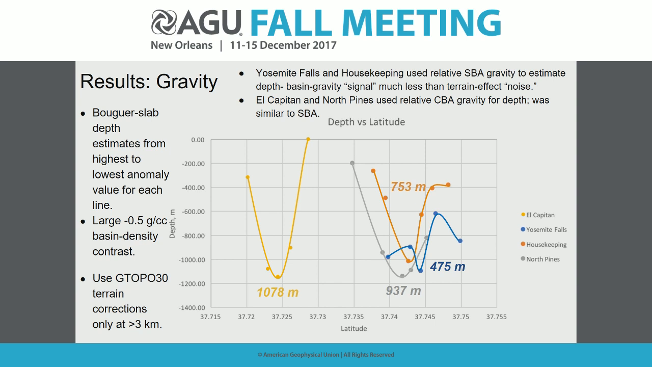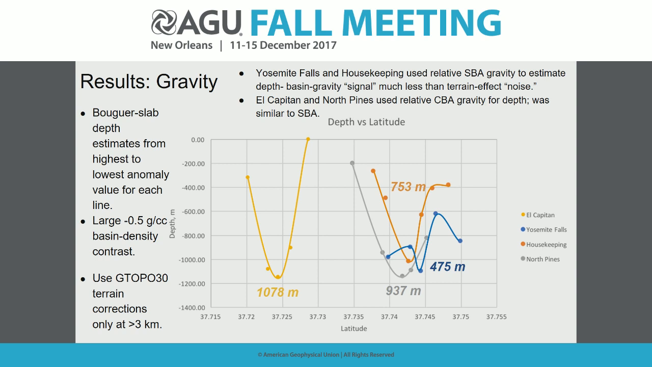When we did the El Capitan and North Pines transects, we had to use a complete Bouguer anomaly for the depth, and when we did that, our complete Bouguer anomaly for the El Capitan and North Pines transects matched better with the Yosemite Falls and Housekeeping simple Bouguer anomaly. You can kind of see that here, how we even have a depth profile where it looks like a basin for all of them. The yellow is El Capitan, and the gray is North Pines, which are the two transects on the outside. And then we had our Yosemite Falls, which is the blue, and Housekeeping, which is the orange.